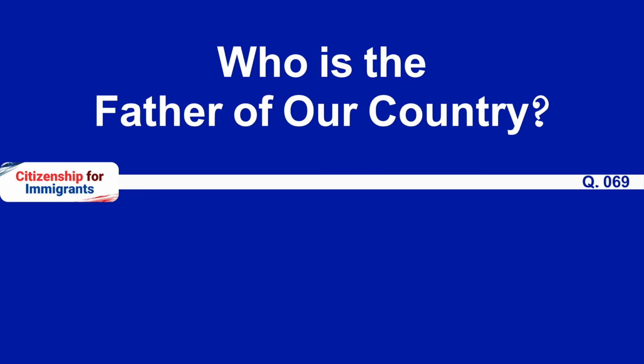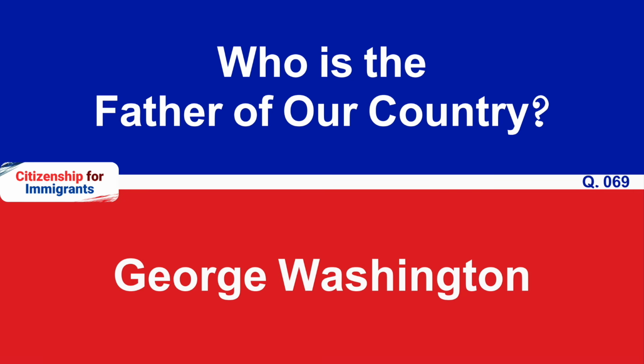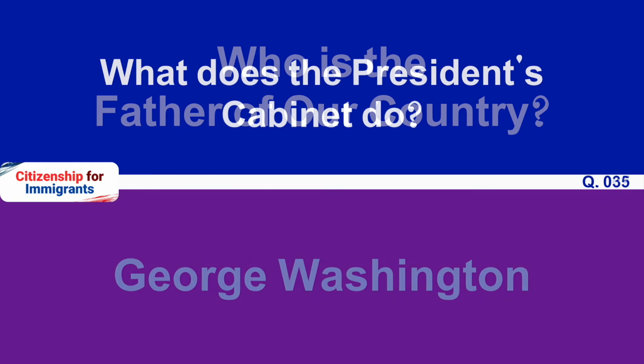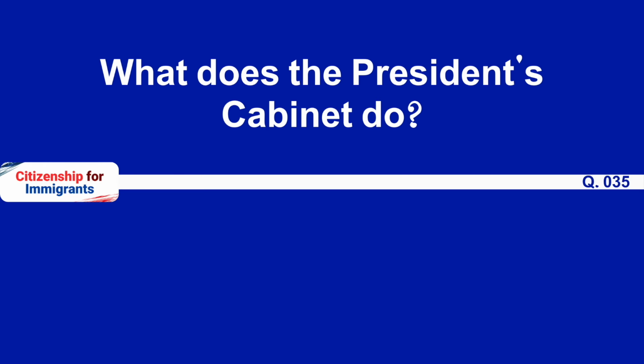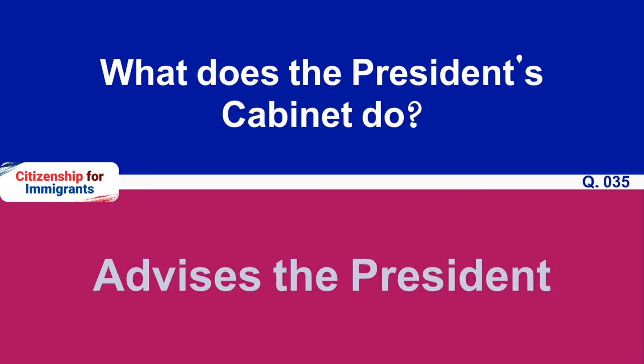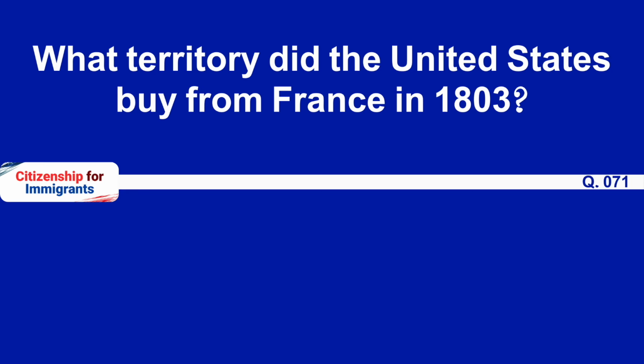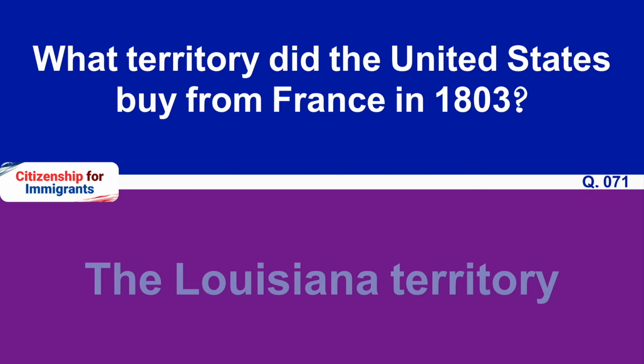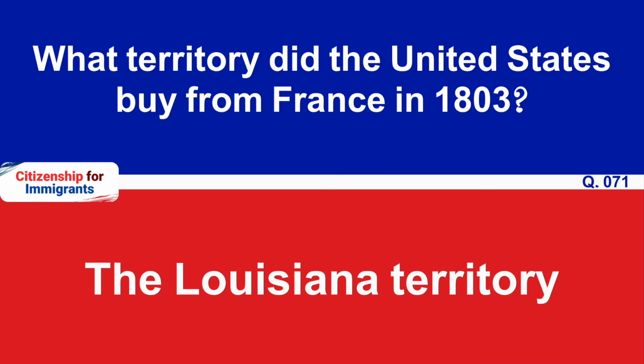Who is the father of our country? George Washington. What does the President's Cabinet do? Advises the President. What territory did the United States buy from France in 1803? The Louisiana Territory.